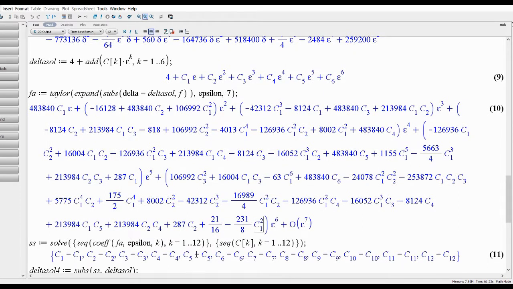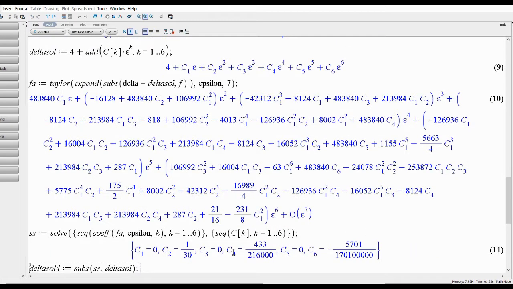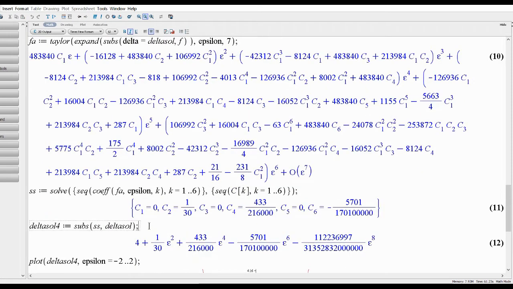And so here it is. I take the coefficients of this expression, epsilon to the power k, k from 1 to 6, and I solve for this sequence of ck, 1 to 6. Okay, so when I solve that, I get this answer. I get some zeros because it is symmetrical. That's okay. And then I come here, I substitute it into this.